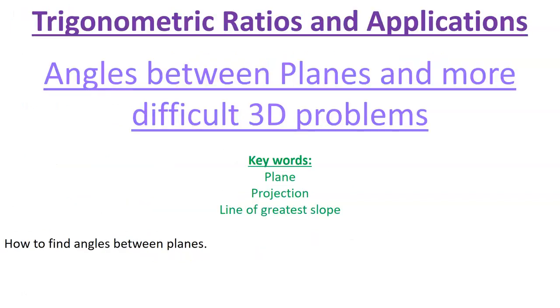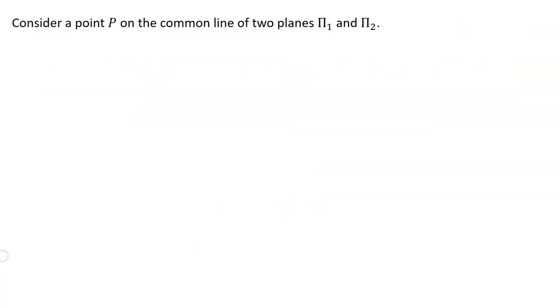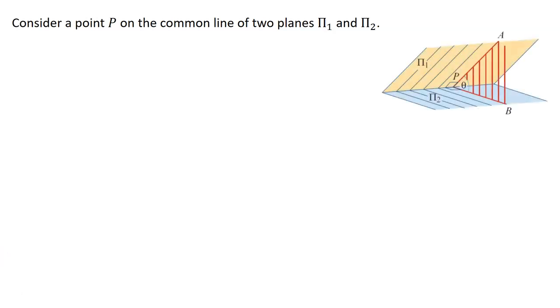Okay, so today we're going to be looking at finding angles between planes, and there'll also be some more 3D problems with trigonometry involved. So, if we consider a point that's on the common line of two planes, pi1 and pi2. A plane is an infinite 2D surface. So if you think of a tabletop, but that it extends forever in all directions.